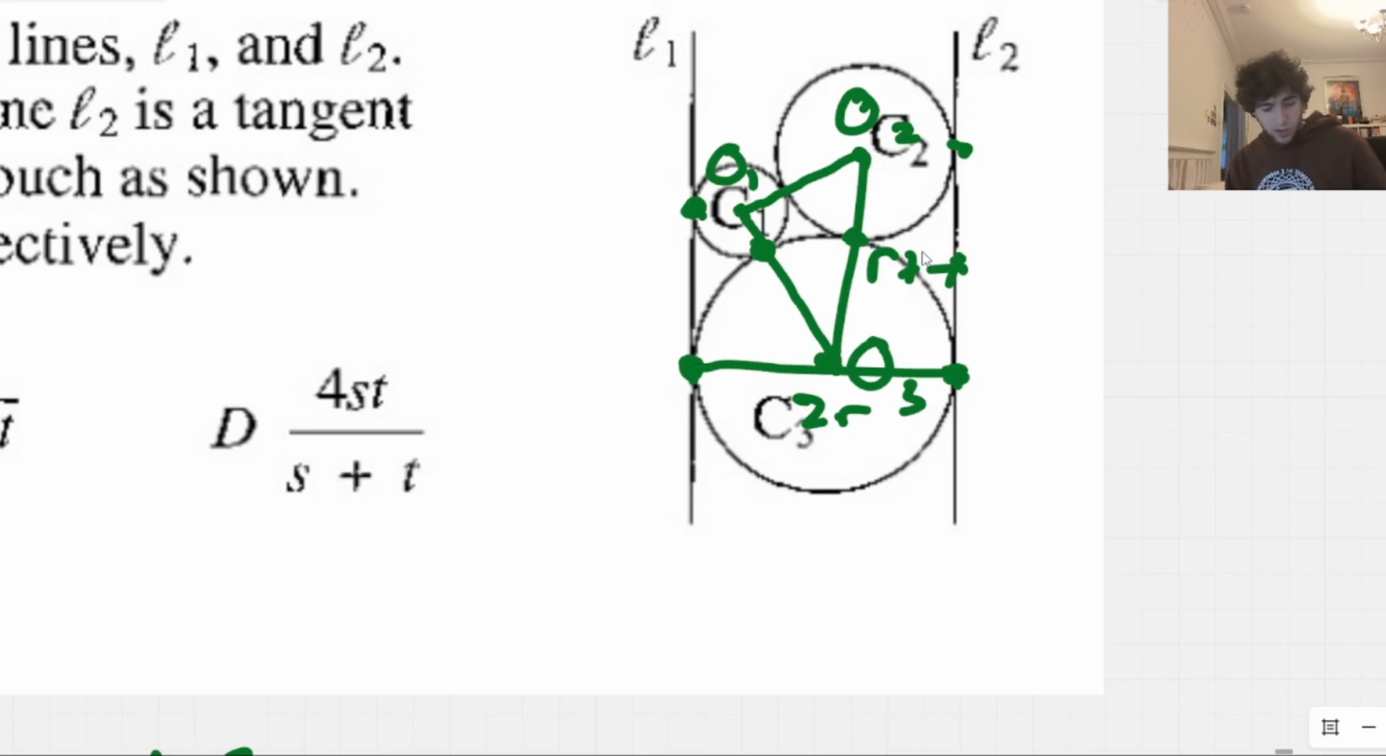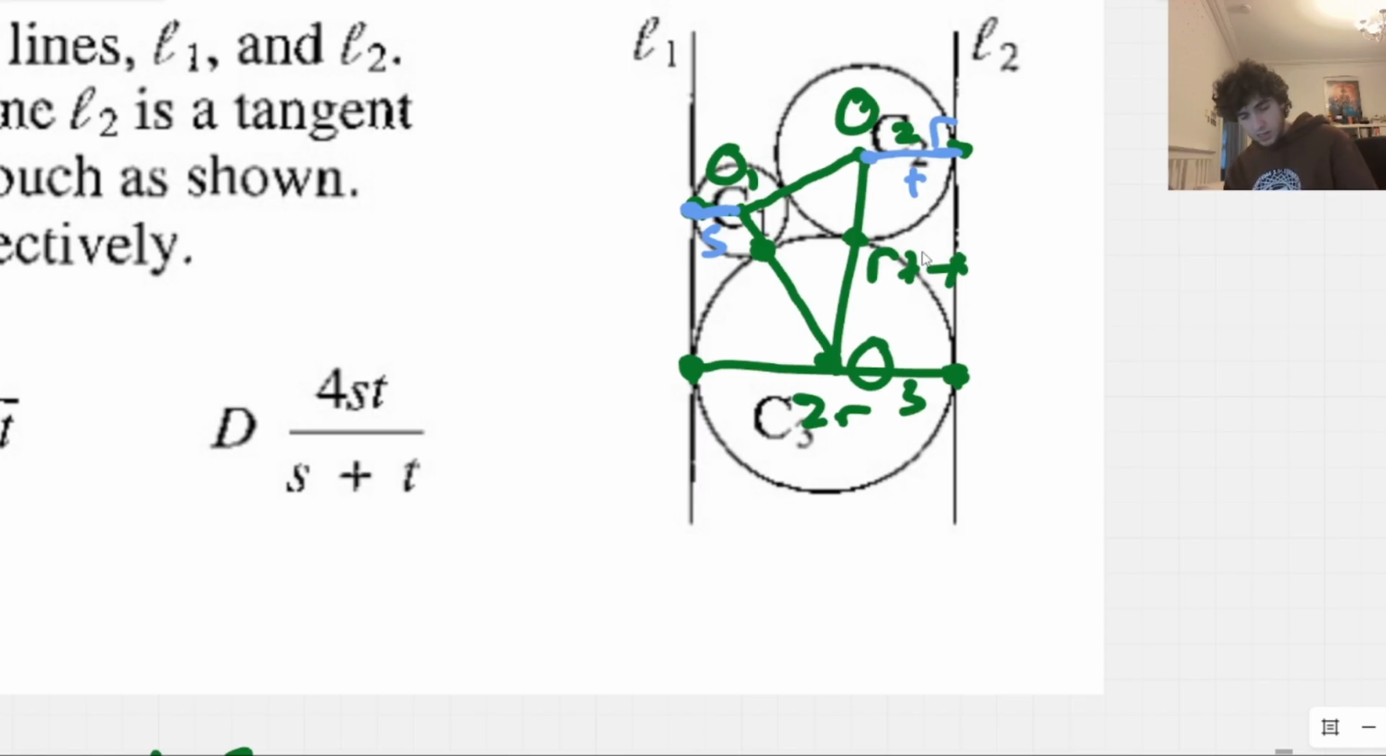And of that length 2r, we also notice the following information. O1 to the point of intersection with L1 is just the radius of C1, so that's s. And similarly, this length from C2 to the point of intersection with L2 is going to be a horizontal line as well, because of the 90 degrees here, and that's going to be of length t.